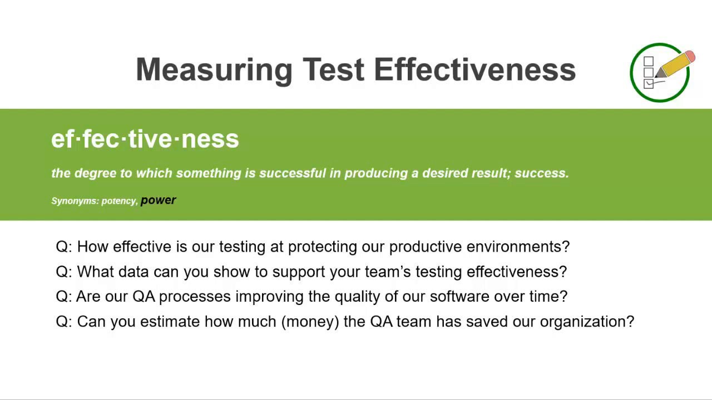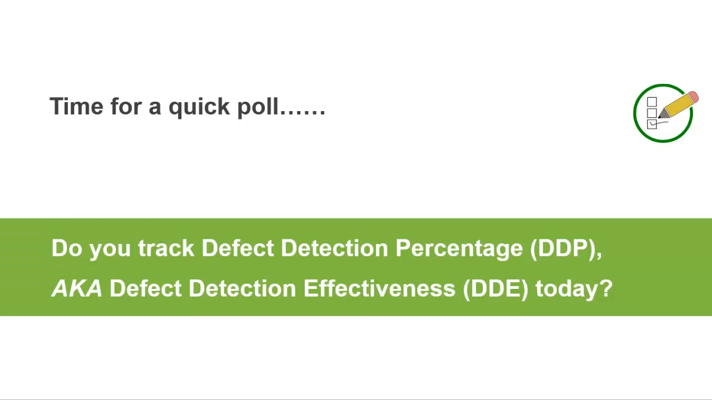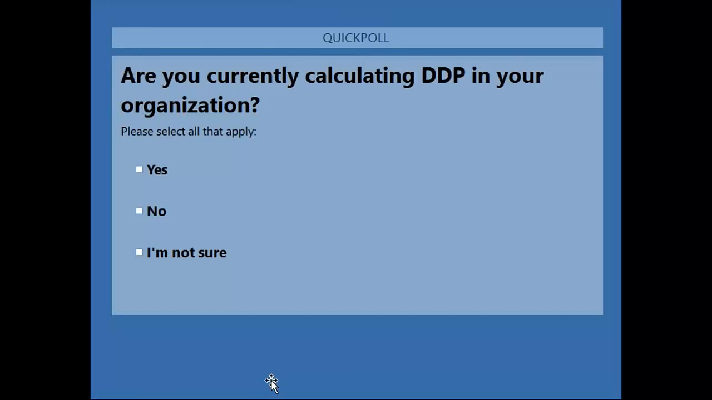So with that being said, I want to conduct a quick poll, and Charlene is going to go ahead and administer that poll to the team here, and we're going to ask everybody on the line, do you track defect detection percentage today, also known as defect detection effectiveness? There you go. The poll should be up on your screen now. Are you currently calculating DDP in your organization? You can select one of the following: yes, no, or I'm not sure.